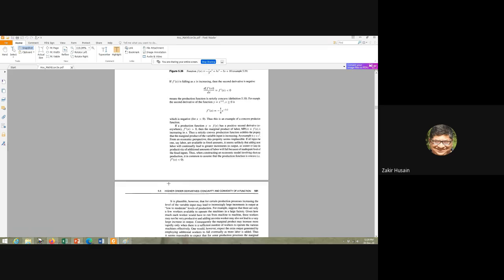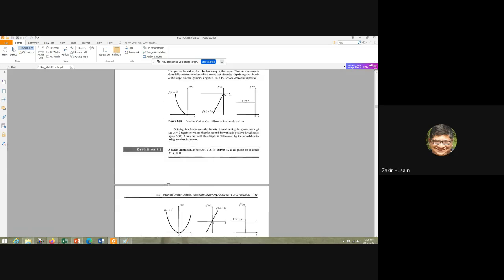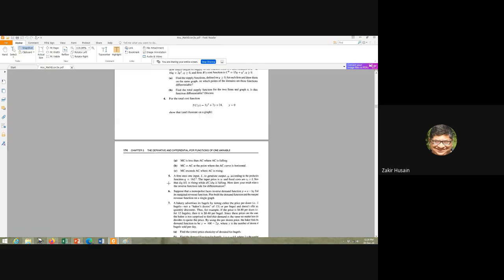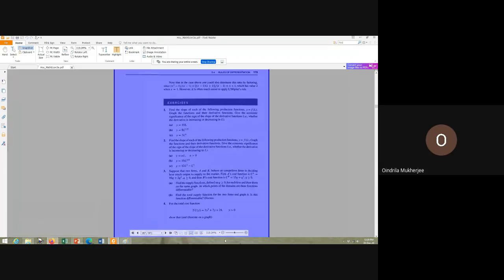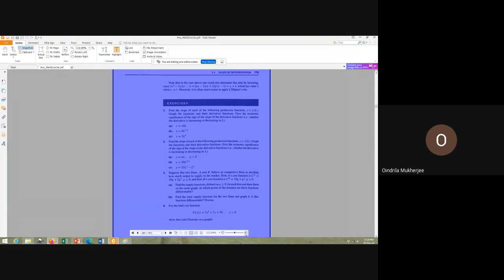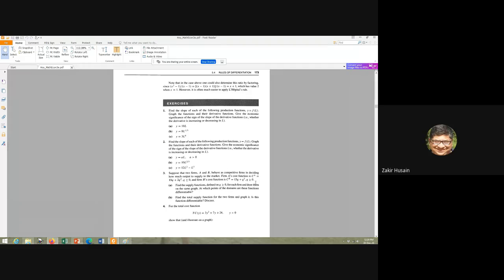Now over here in Hoy's book, we have got several questions which I wanted to discuss. Can you see Hoy's book, everyone? I'll make it a bit larger. You're given certain production functions, and in each case, you have to find out whether the function is positively sloped or negatively sloped. So curvature doesn't come in now.